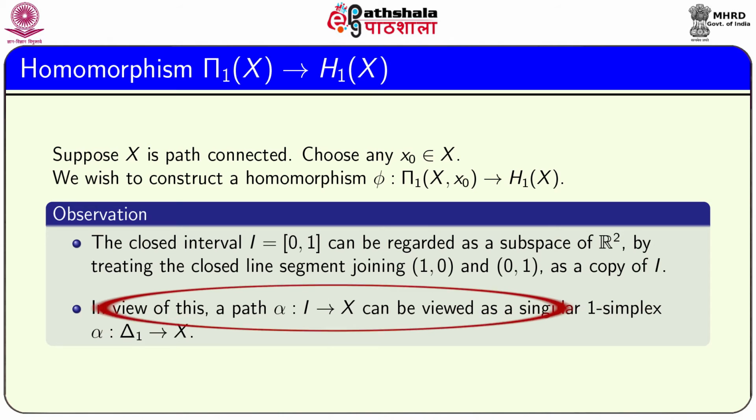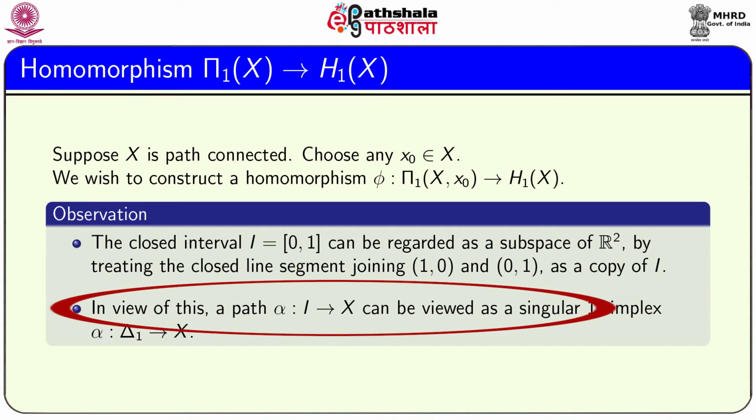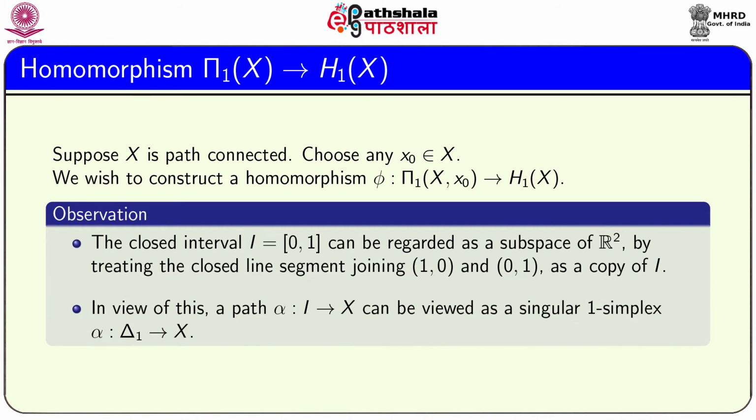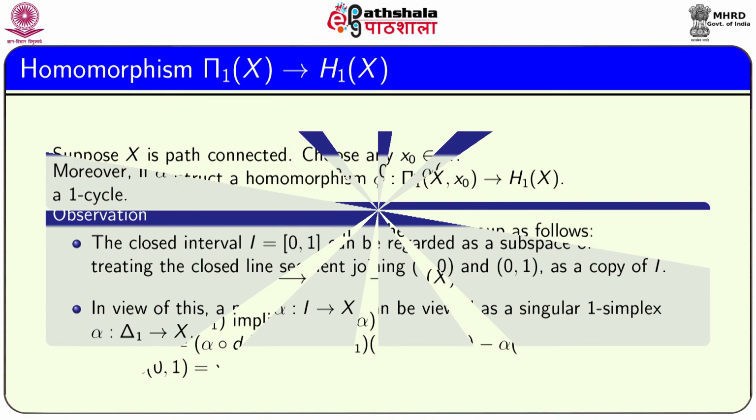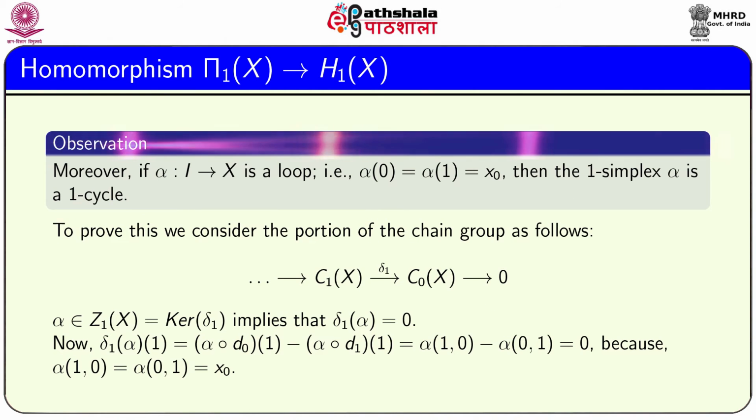In view of this, a path alpha can be viewed as a singular one simplex alpha from the standard one simplex delta 1 to X. Moreover, if alpha is a loop, that is alpha(0) is equal to alpha(1) equal to the base point x0, then the one simplex alpha is always a one cycle.